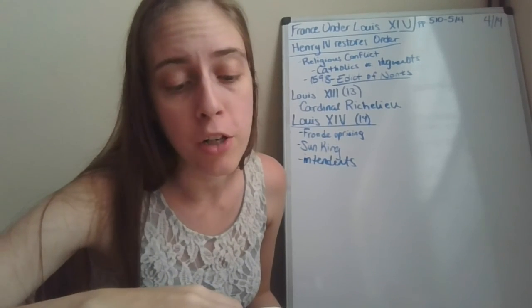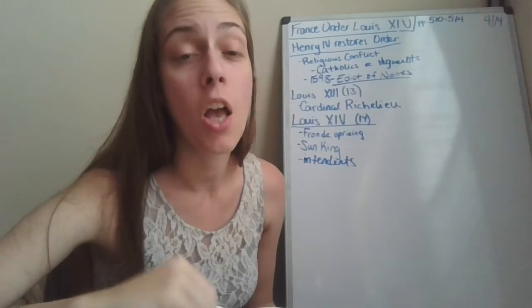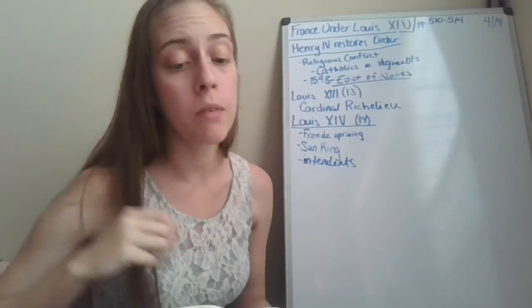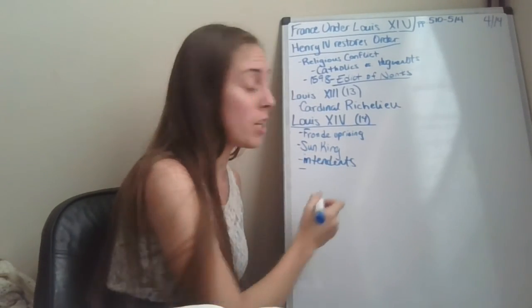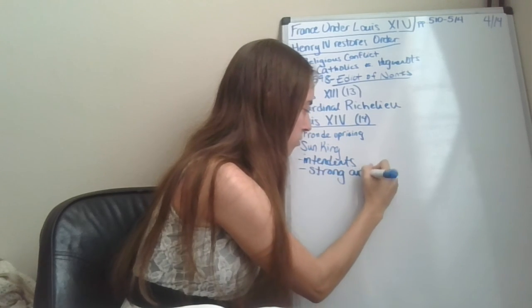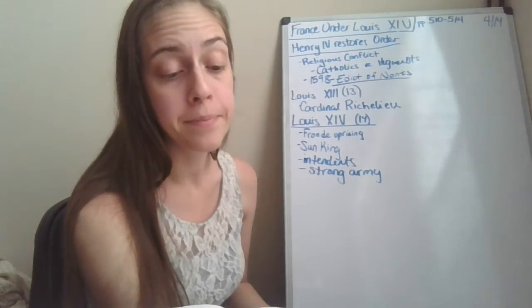The king also built the French army into the strongest in Europe. The state paid, fed, trained, and supplied 300,000 soldiers. So he built up this army and used it to enforce his policies both at home and abroad. So he used his army on his own people. So, strong army.